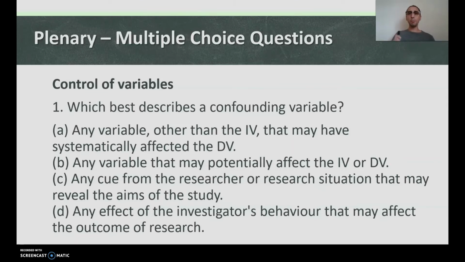Number 1, which best describes a confounding variable? Is it A, variables other than the IV that may have systematically affected the DV? B, any variable that may potentially affect the IV or DV? C, any cue from the researcher or research situation that may reveal the aim of the study? Or is it D, any effect of the investigator's behavior that may affect the outcome of the research? Which one do you think it is? Have another read over them. I'm going to wait.